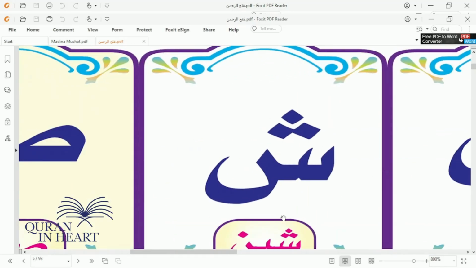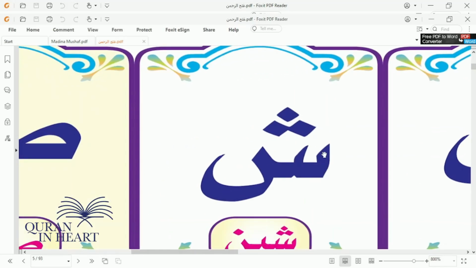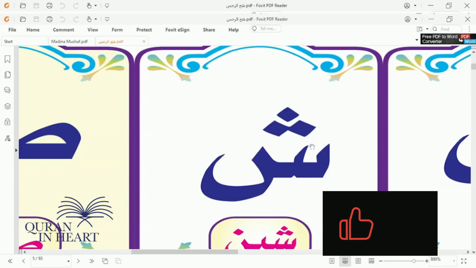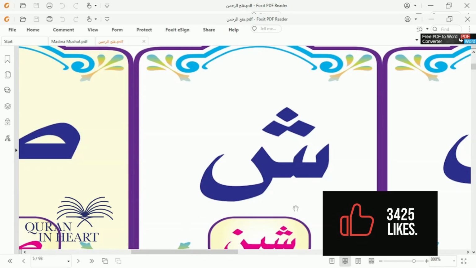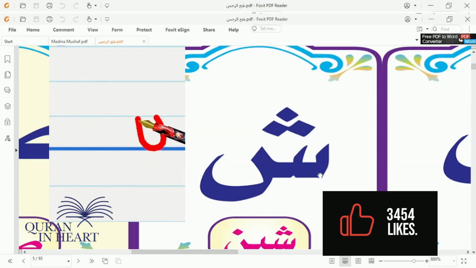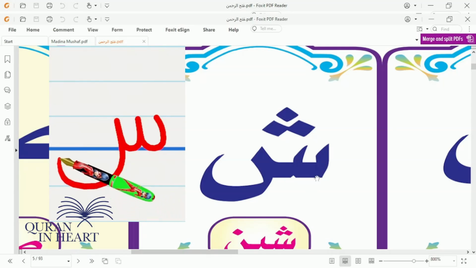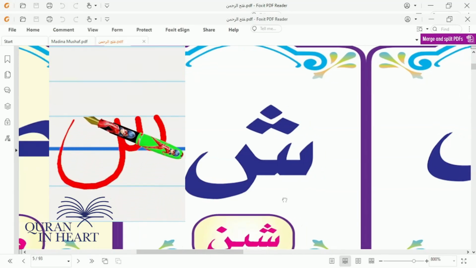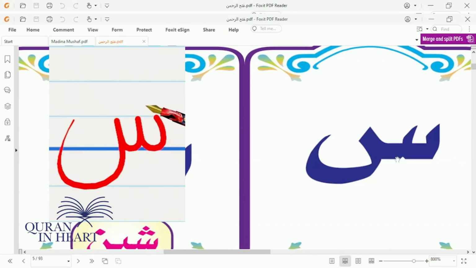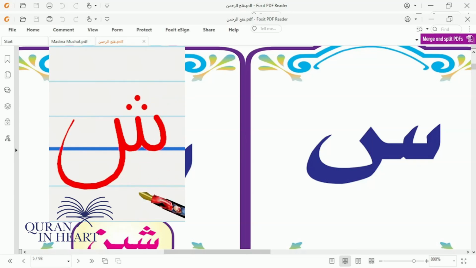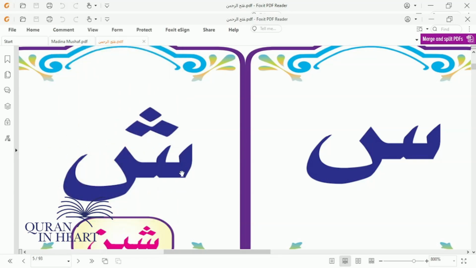Seen is an easy letter in Arabic. Next to that we have the letter Sheen. How many dots do you have here? 1, 2, 3. This is his name, Sheen. Repeat after me. Remember the difference between Seen and Sheen: Sheen has 3 dots. Good, great.